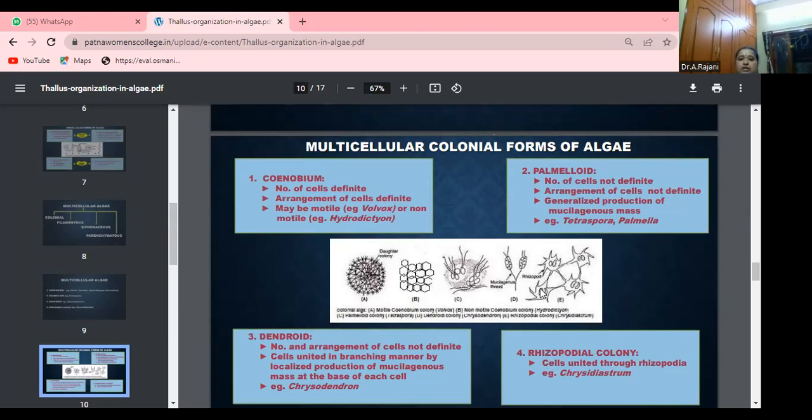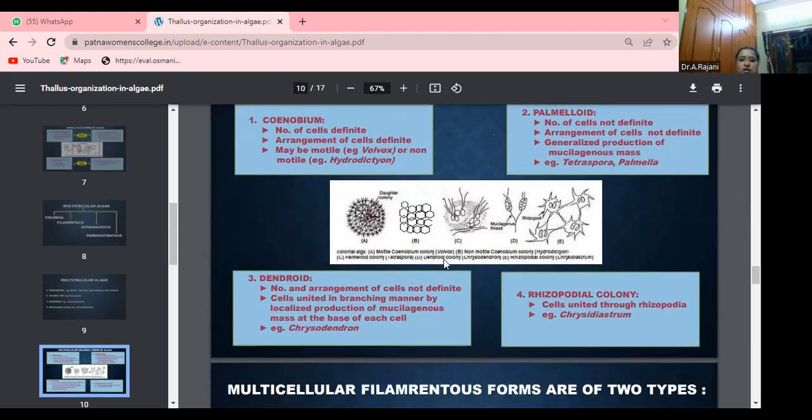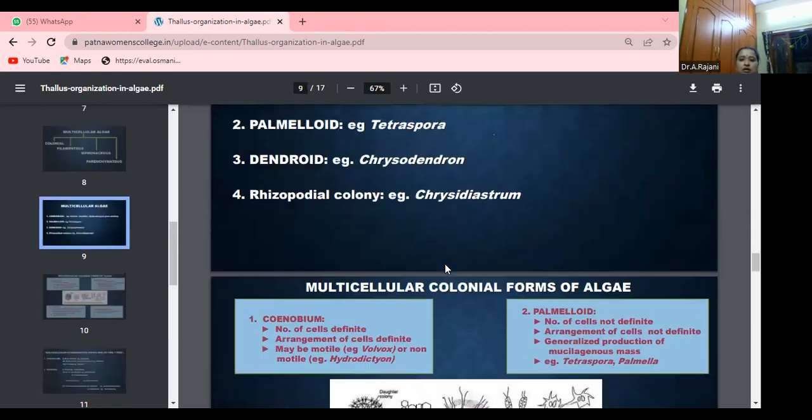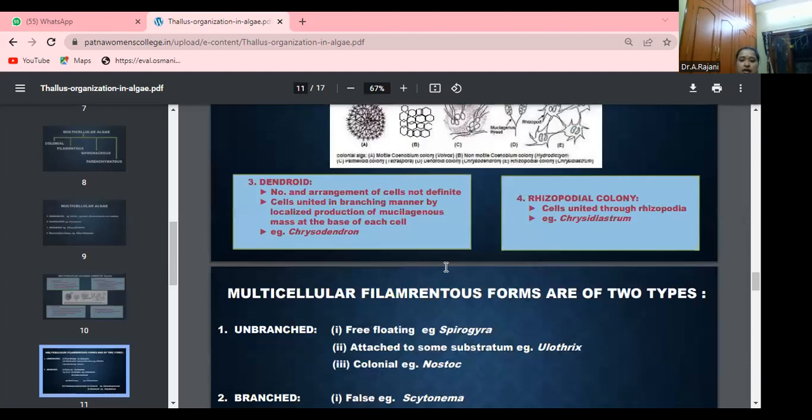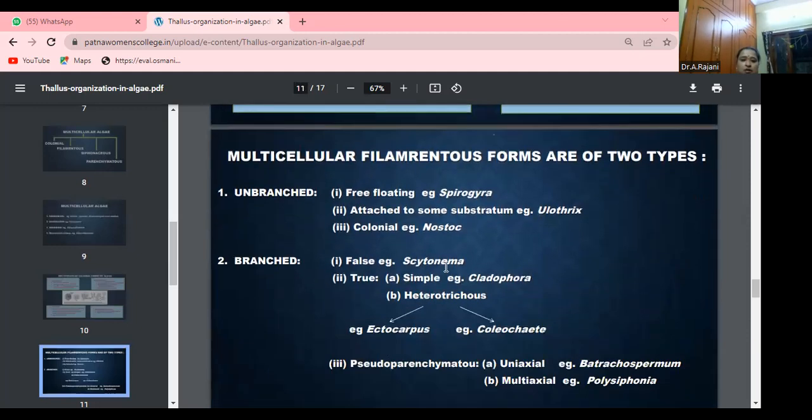Chrysidistrium is the best example. This one is a multicellular colony, in the multicellular filamentous forms. Another one is the third one, unicellular; multicellular is completed. The next one, multicellular filamentous colony. Multicellular, but the shape of the thallus is a filamentous body.